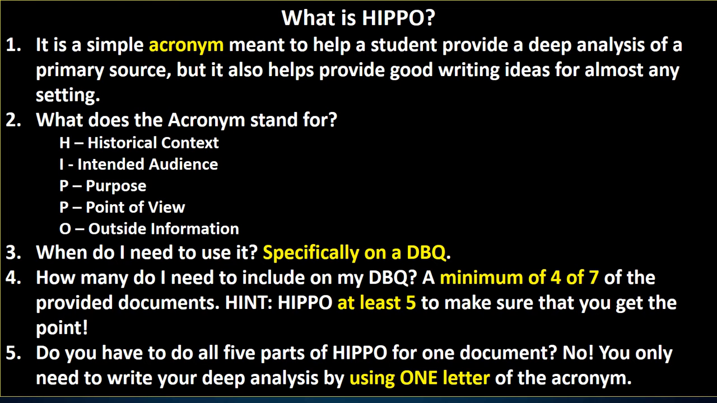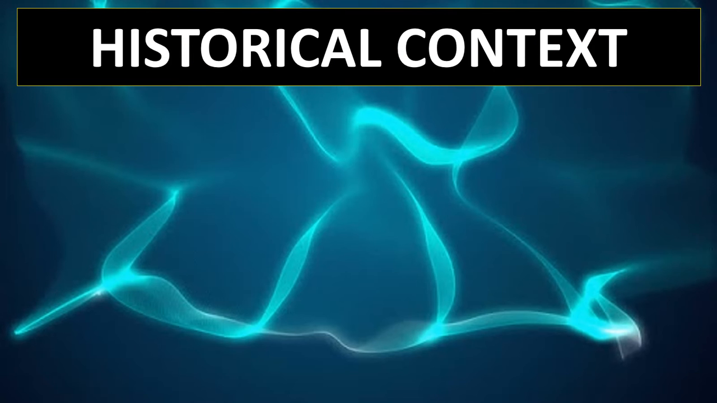What happens if you only HIPPO 3 of the 7 documents? Well, then you will lose that 1 point. You just want to have the insurance that you do get it correct and that you get the credit for that. Number 5, do you have to do all 5 parts of HIPPO for one particular document? No, you only need to pick one letter for one document. You only need to write your deep analysis by using one letter of HIPPO. Let's get to some examples of what HIPPO looks like and how you can use that in a document-based question.